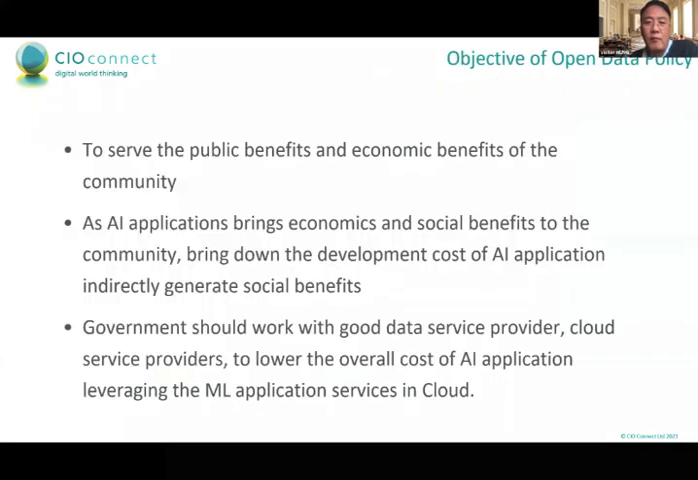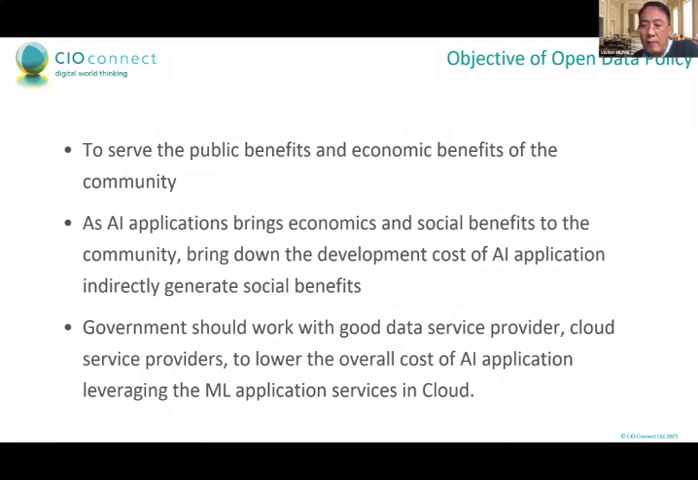I think this is the time that the objective of the open data policy should be revised, if it is to serve the public benefit and economy of the community. As AI applications bring economic and social benefit to the community, bringing down the development cost of these AI applications indirectly generates social benefit. So the government should work with the good data service providers, the cloud service providers, to lower the overall cost of AI applications, making it easy for them to leverage the machine learning or AI application services in the cloud.